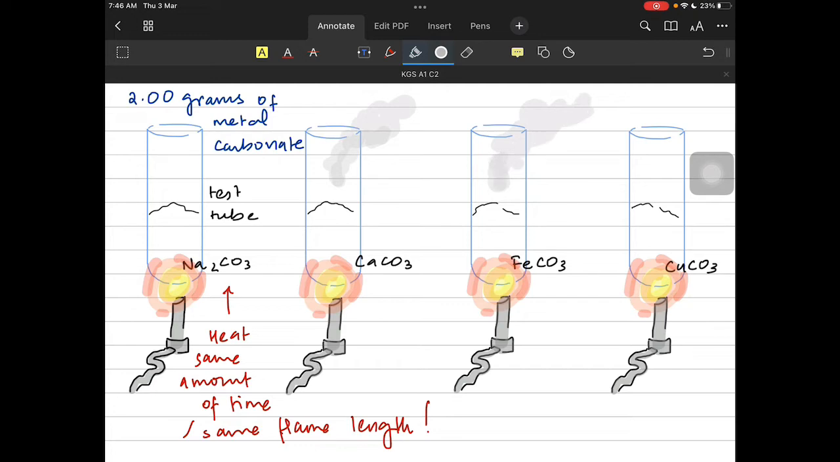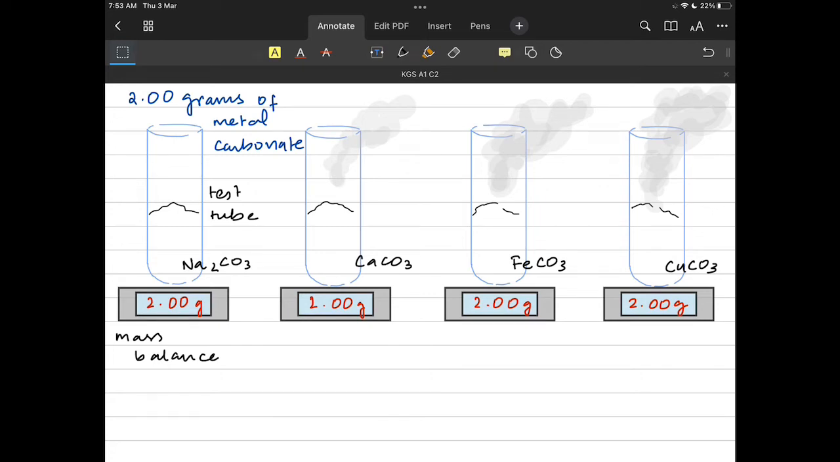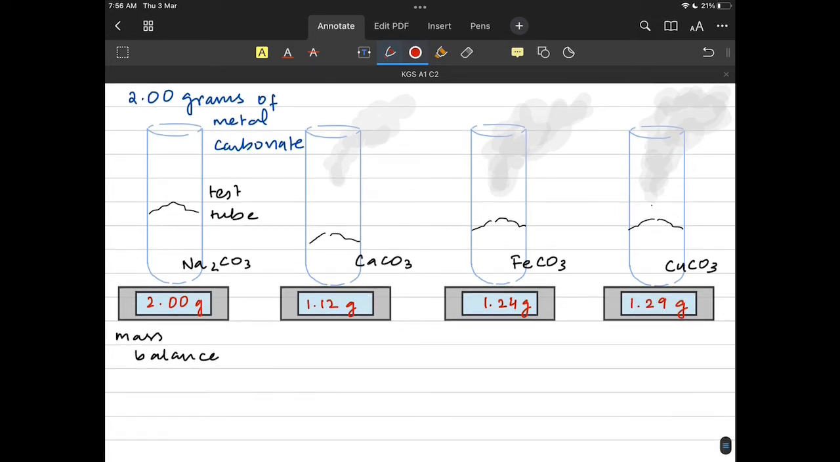You will observe that calcium carbonate releases a gas, iron carbonate and even copper carbonate release a gas, but sodium carbonate won't show a single change. This gas is none other than carbon dioxide. So when carbon dioxide escapes, the mass of the test tube decreases. It becomes 1.12 in the case of calcium carbonate. In the case of iron carbonate, it becomes 1.24 grams, and in the case of copper carbonate, it becomes 1.29 grams. What happened to the mass decreasing? It's because carbon dioxide gas was escaping for all the other carbonates, while sodium carbonate remained the same.